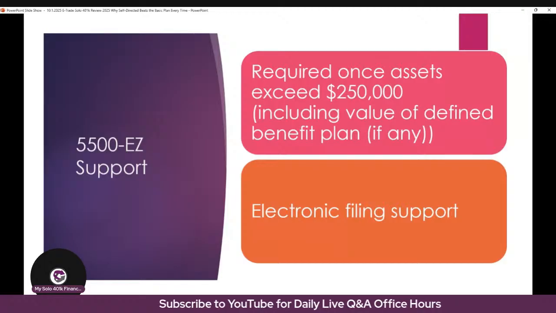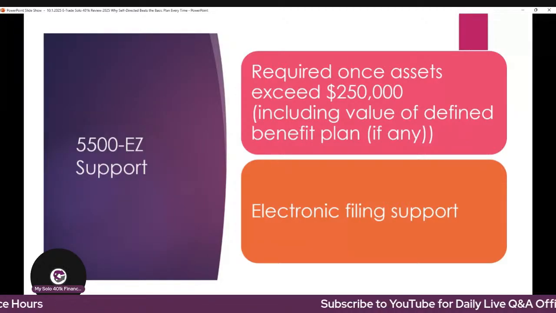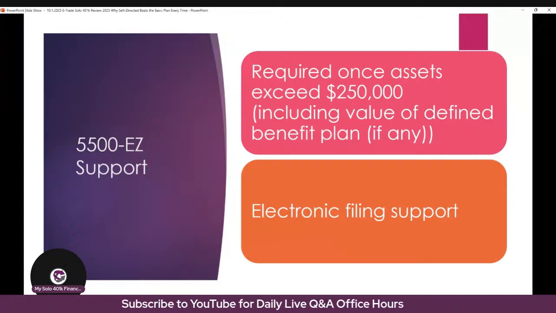In other words, no additional charge. Moreover, we handle that via the electronic filing system to make it easy for the customer. Customers just need to let us know that the value has exceeded $250,000, and then we add their plan to the queue to prepare the 5500 EZ.